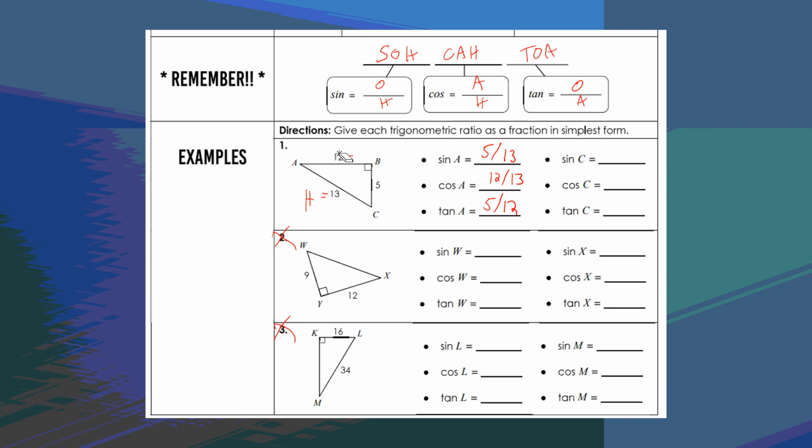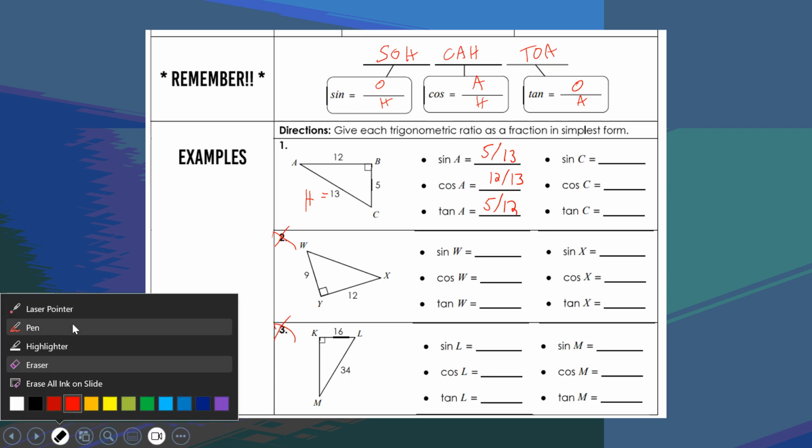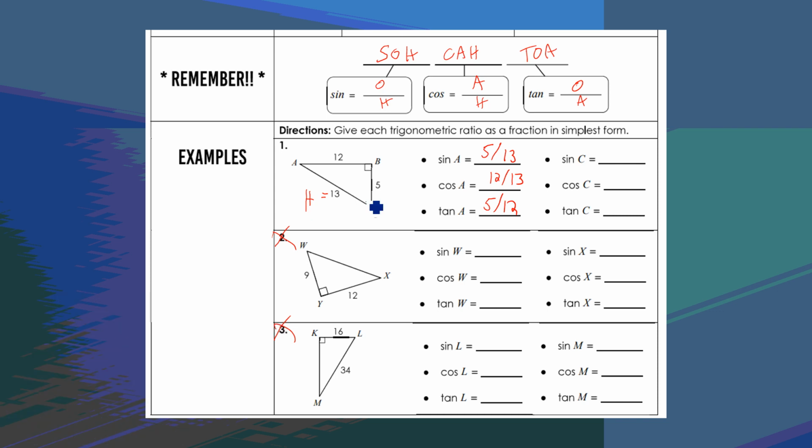Okay, going on to the other column. Now we're looking from the perspective of angle C. So angle C is right here. Now 12 is my opposite side and 5 is my adjacent side. So it just switches. So sine of C, again opposite over hypotenuse, is 12 over 13. Cosine of C, adjacent over hypotenuse, is 5 over 13. Tan of C, opposite over adjacent, is now 12 over 5.